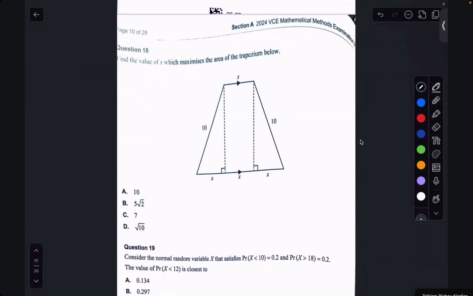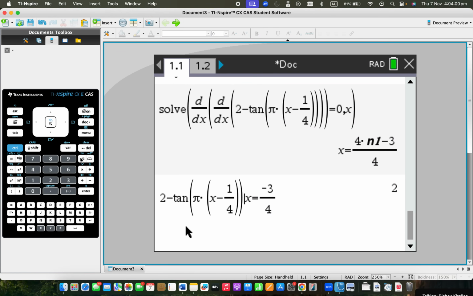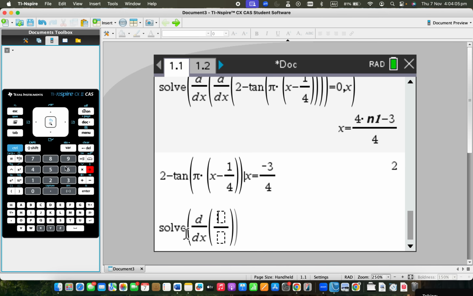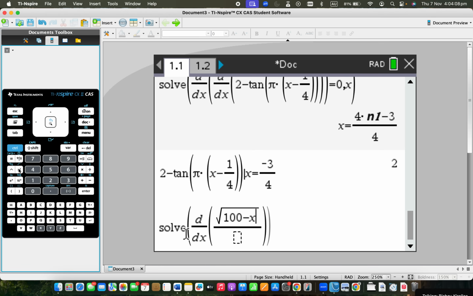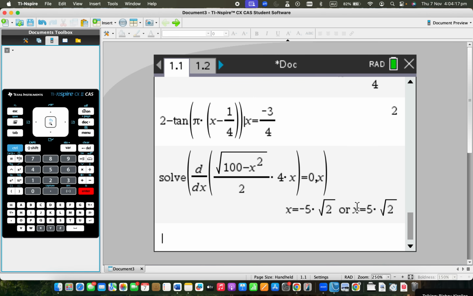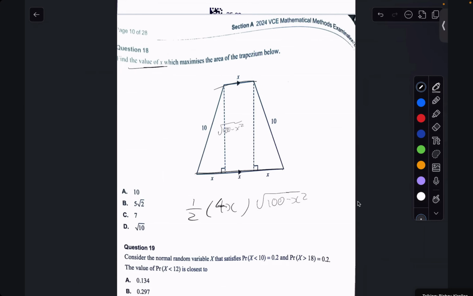Find the value of x which maximizes this area. So the area of this trapezium is 1/2 times a plus b, which is 3x plus x, or 4x, times the height. Now the height is the square root of 100 minus x squared. So we can solve the derivative of that is equal to 0. Solve derivative square root 100 minus x squared over 2 times 4x is equal to 0 comma x, and that's 5 root 2. Does it say the area? It says the value of x.